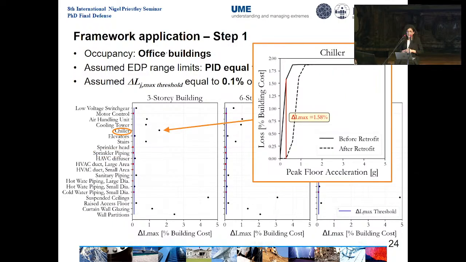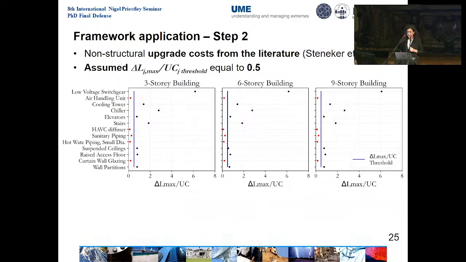Now, if we look now, for example, at the other component, we can see that the maximum loss reduction is now 58%. So still, we cannot say much about the upgrade because we don't know yet which are going to be the actual peak floor accelerations. However, we can say that this component may potentially have a significant contribution to seismic loss reduction.